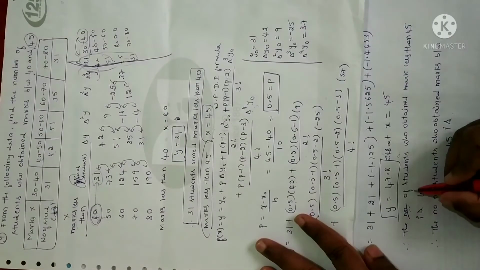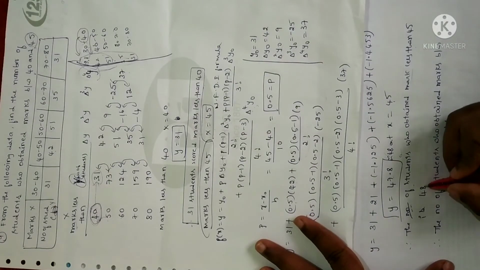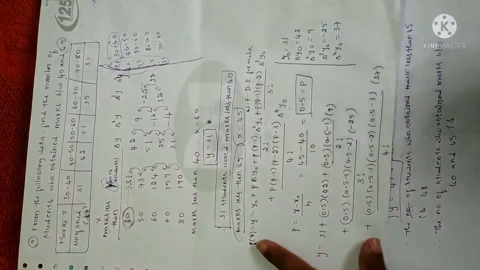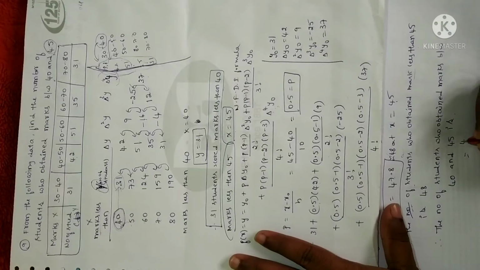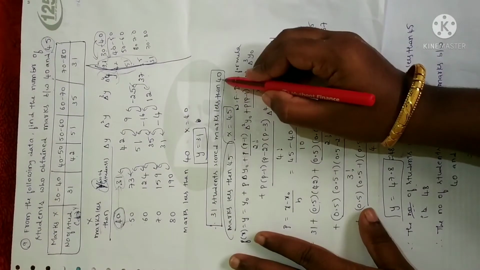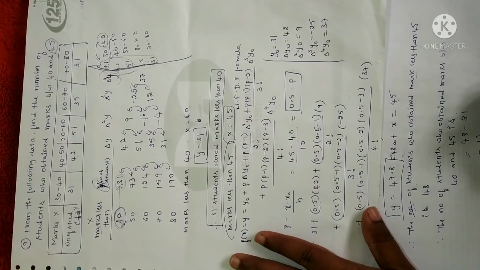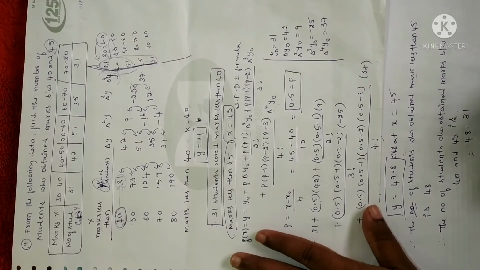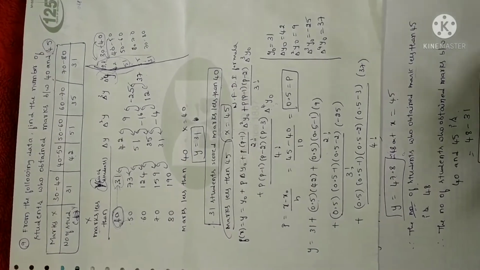Fine. So in the second case, the number of students who obtained marks less than 45 is 48. So we need to calculate in between 40 and 45. So we have to subtract these two values, right? You will get 48 minus, because the number of students who obtained marks less than 40 is 31. So 48 minus 31 will be 17 students. So 17 students obtained the marks between 40 and 45.